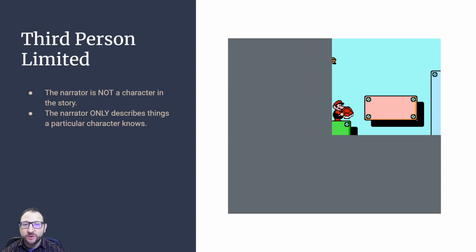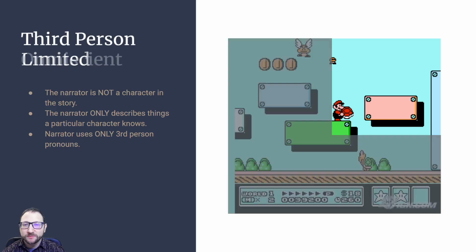The narrator, which is the screen in this case, is only showing the things that Mario would see. There's a lot of hidden stuff that Mario, the narrator, and the audience don't know about. Because this is a type of third-person point of view, the narrator can only use third-person pronouns outside of quotations.